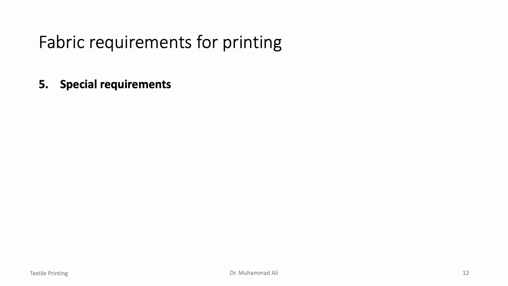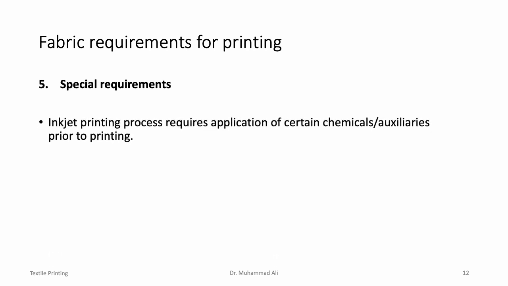Now, apart from these requirements, which are common for all textile printing operations, there can be some special requirements as well. For example, in inkjet printing, we are required to apply certain chemicals and auxiliaries onto the fabric before printing. We are going to have a look at this in greater detail in the lecture specifically related to inkjet printing. But that lecture is right towards the end of the course.